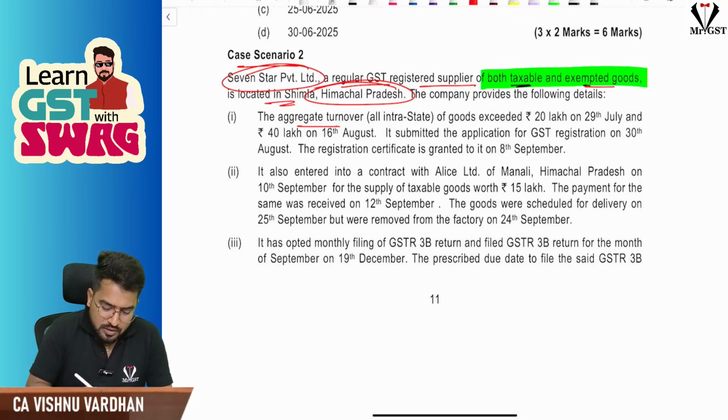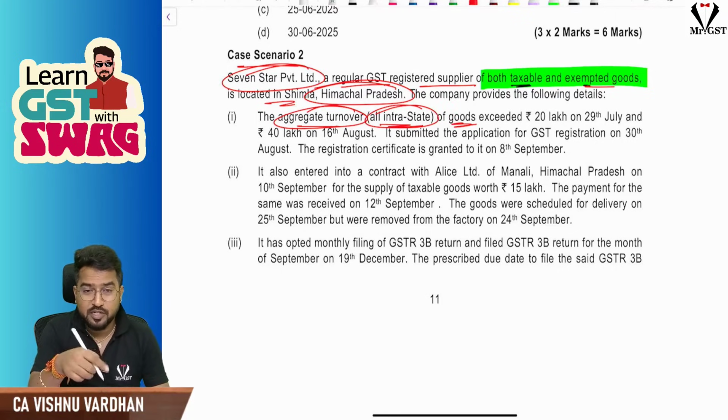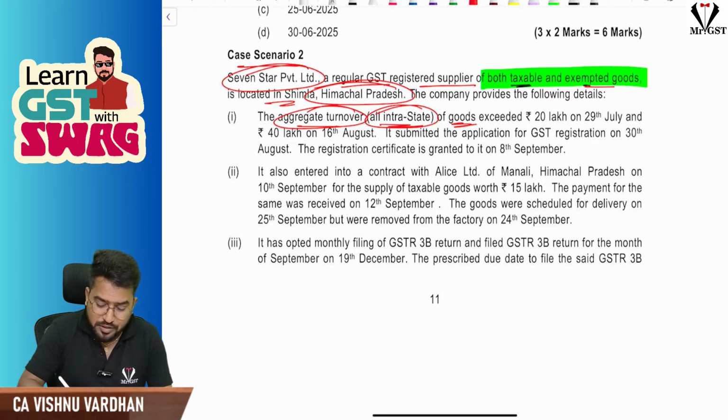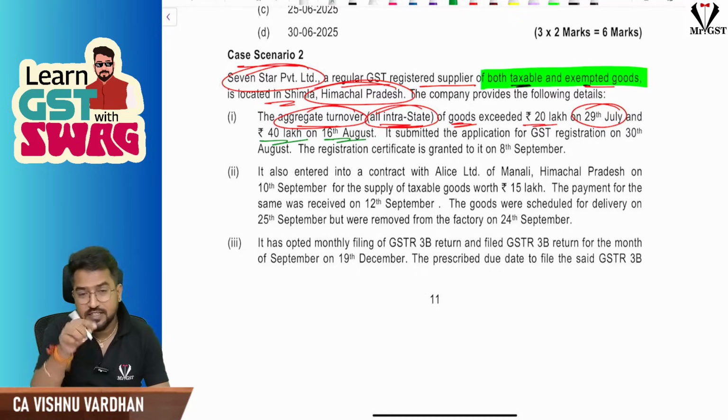Aggregate turnover of all intrastate goods exceeded. See, intrastate also they said, because if you are making interstate supply, you are compulsorily liable for registration under section 24. It exceeds 20 lakhs on 29 July. That is not relevant for us. For us, the relevant thing is 40 lakhs. It is exceeding on 16th August.